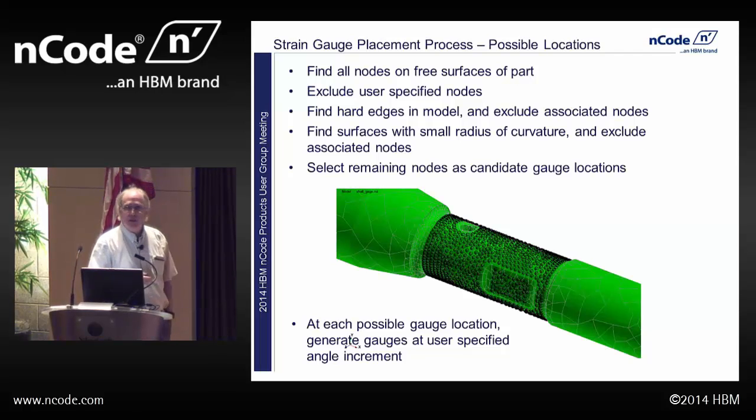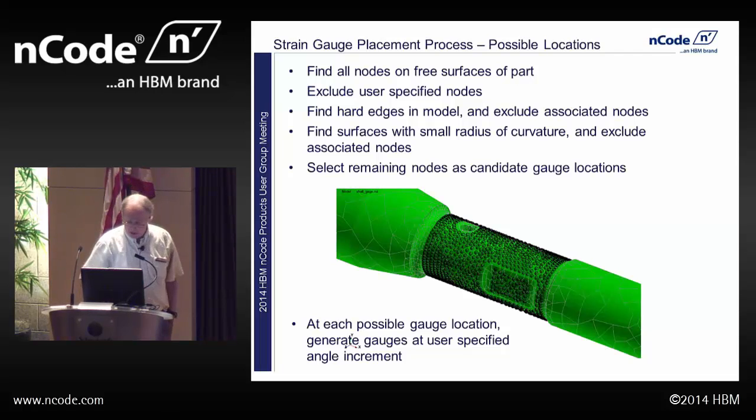And what we're going to do is allow you to put gauges at a user-specified angle. So at every one of these locations, these nodes, the user will specify an angle that we want to use. Virtually, think of it as a critical plane. If I give it a 10-degree angle, I'm going to put 18 gauges at that location. So every one of those locations will have n number of possible gauges that we can run. And that's the starting point.